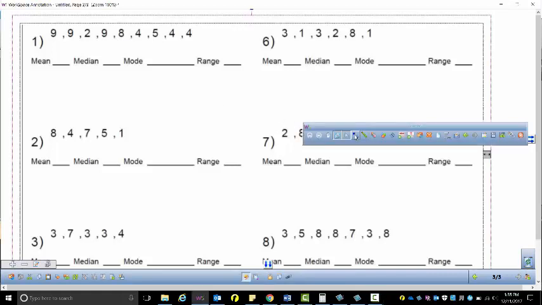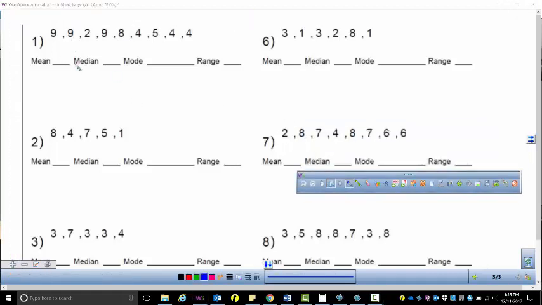All right, so we're going to talk about mean, median, mode, and range. So make sure you have this paper to write notes on from the teacher. Before you do anything, make sure you have this paper. All right, so some of you might remember this. Mean, median, mode, range is just a way of looking at numbers and the relationship between the numbers.